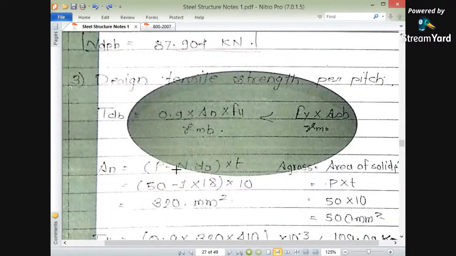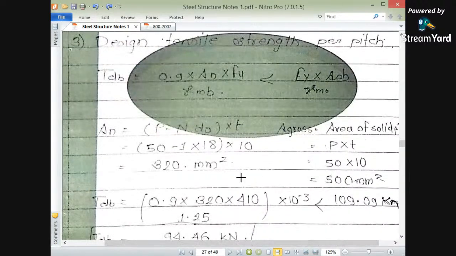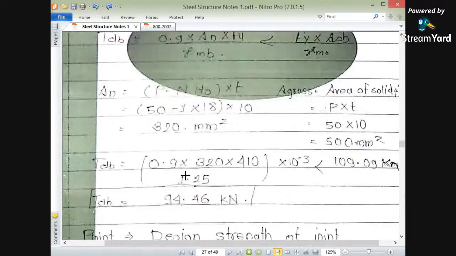How to find out the net area? That is nothing but the pitch minus n, that is the number of shear planes, times d0, the diameter of hole, multiplied by t minimum, that is the thickness. So 50 minus 1, that is the shear plane, times 18, multiplied by 10, it comes to be net area as 320 square mm. What about the gross area? P into t, that is pitch value into thickness of the plate. The pitch value is 50, we have taken 50. And what about this 10? 10 is nothing but the thickness. So it comes to be 500. So gross area is 500 and net area is 320.